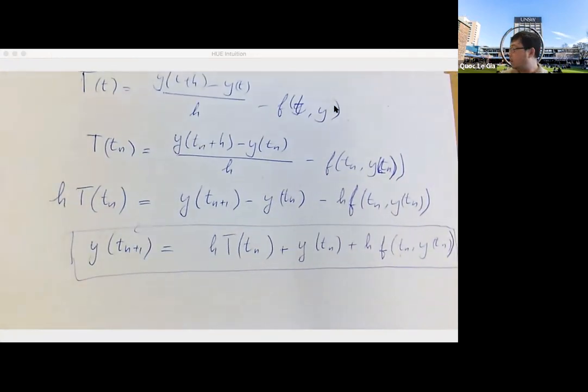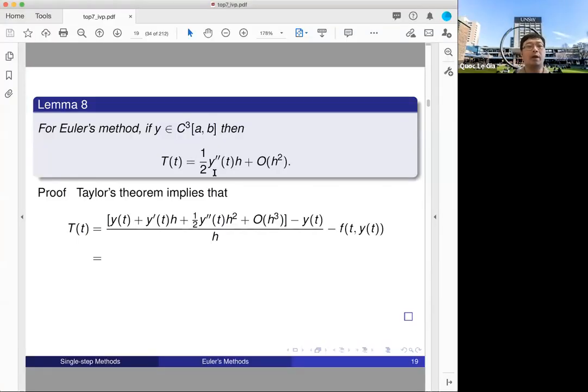Now let me focus on the local truncation errors. For the Euler method, the local truncation error is just of order h. This is the theorem here: the local truncation error at any point t is just of order h, plus some terms of order h squared. So how do I prove it?